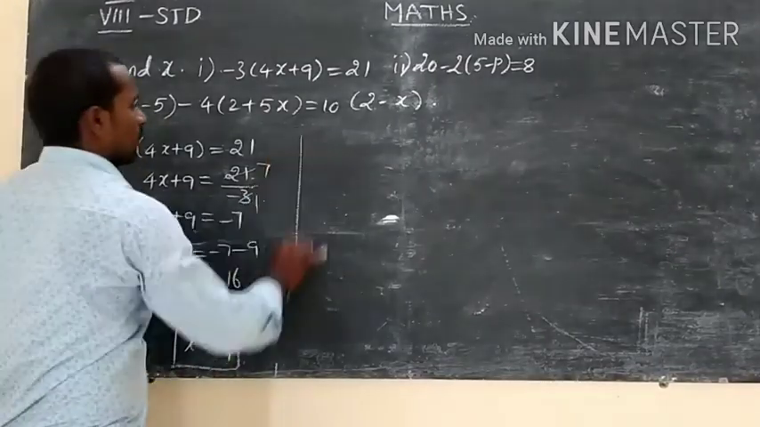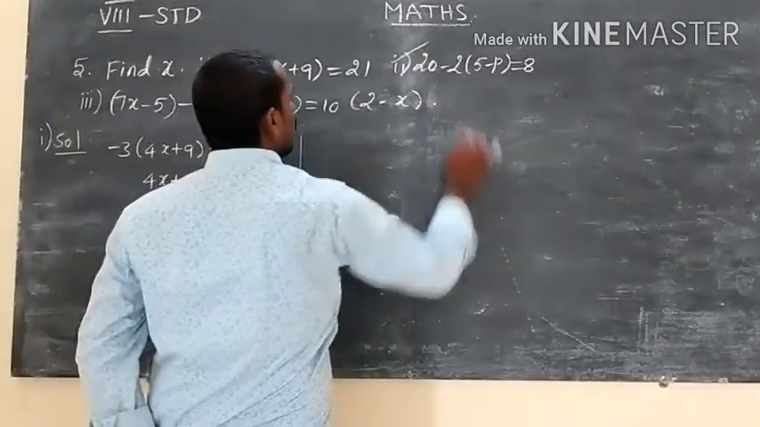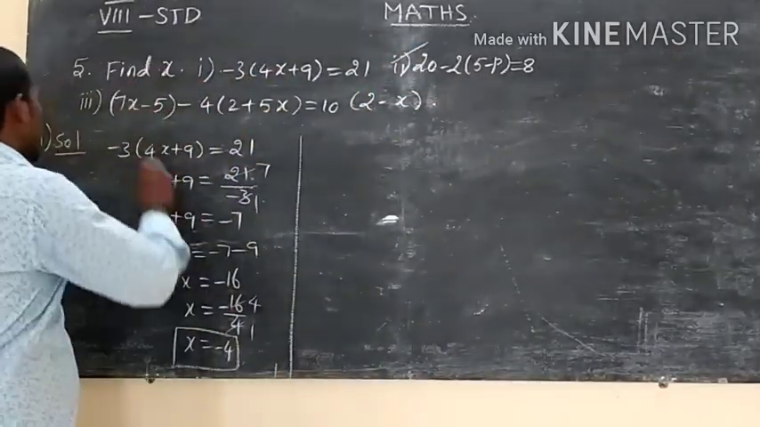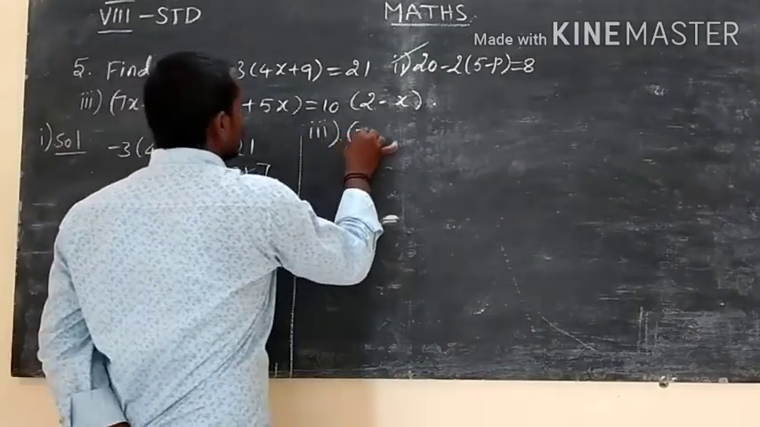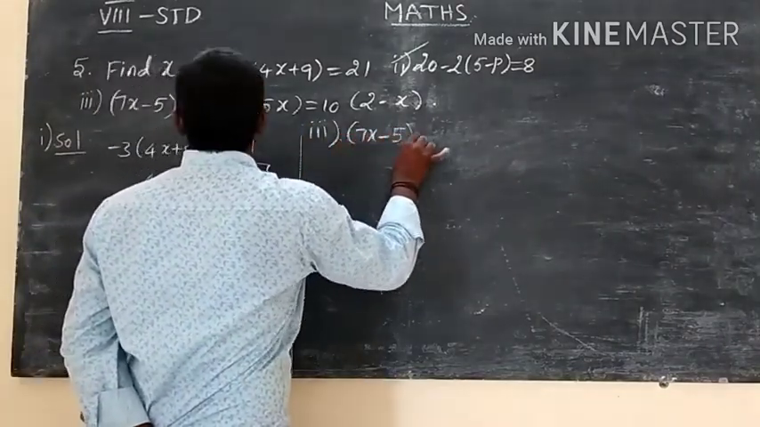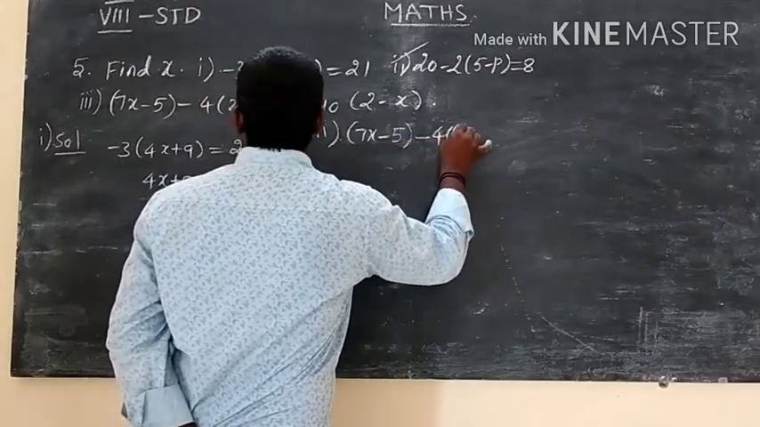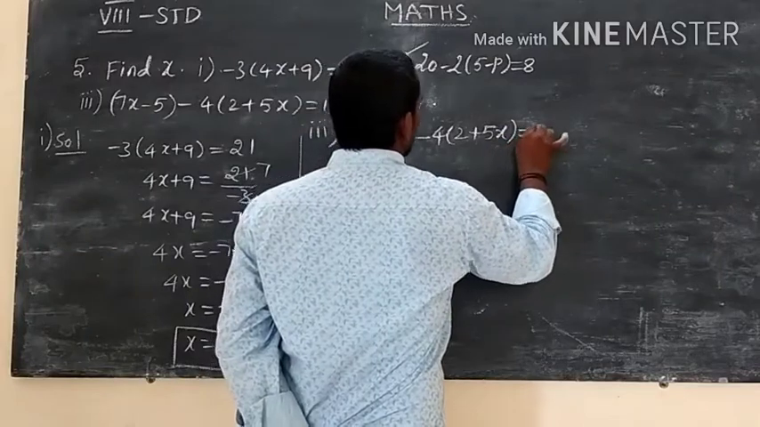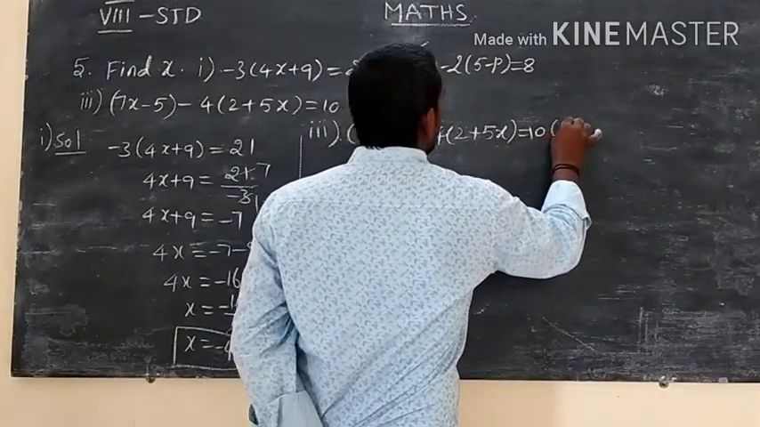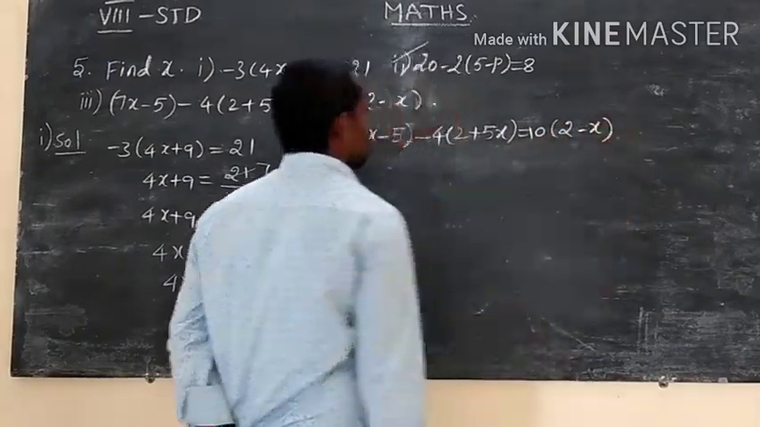Okay. The second question is your homework. Then now I am doing the third question. The solution of third question. 7x minus 5 minus 4 into 2 plus 5x is equal to 10 into 2 minus x.